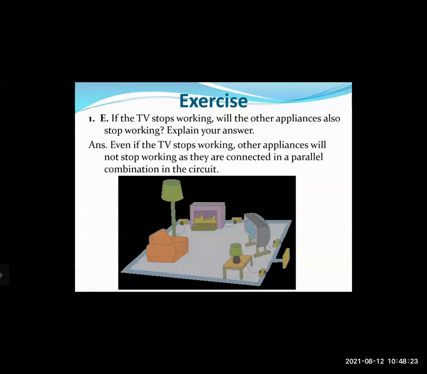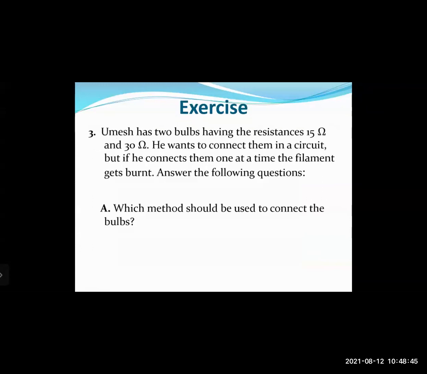Even if the TV stops working, other appliances will not stop working as they are connected in a parallel combination in the circuit, and it is the advantage of that parallel combination, right? So even if one of the devices stops working, other devices keep on working properly, right? Okay, so even in this case, if the TV stops working, other appliances will keep on functioning normally. Then let us see the next question.